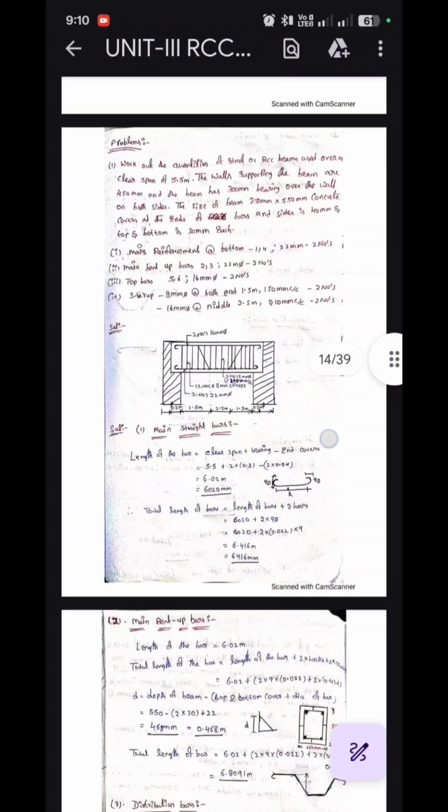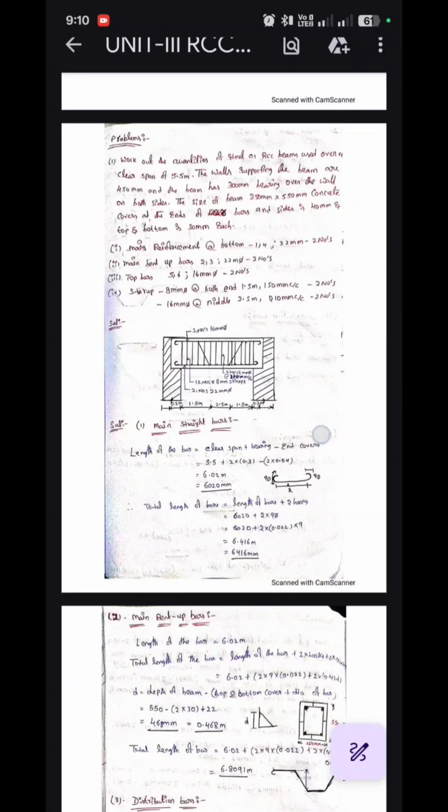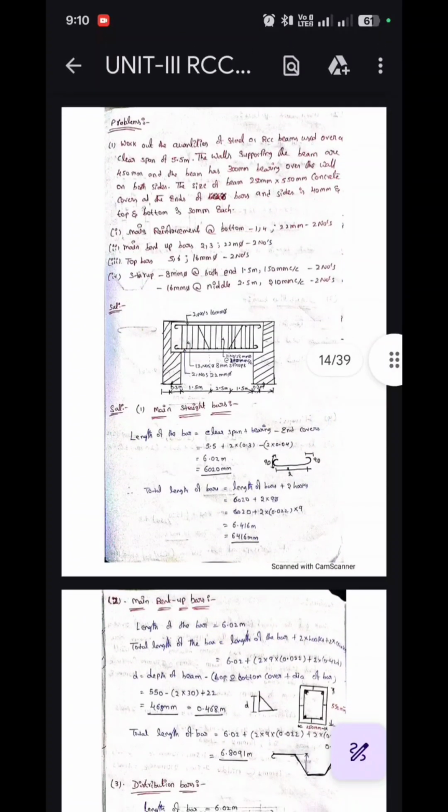First, calculating the RCC beam. In this figure, the dimensions are clearly mentioned with the bearing over the walls also. So first calculating the main straight bars. There are four items of work to be calculated: first, main reinforcement bars at bottom; then main bent up bars; top bar; and stirrups. First one, main straight bar.